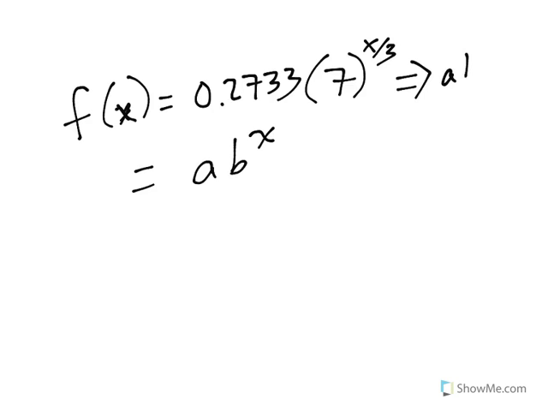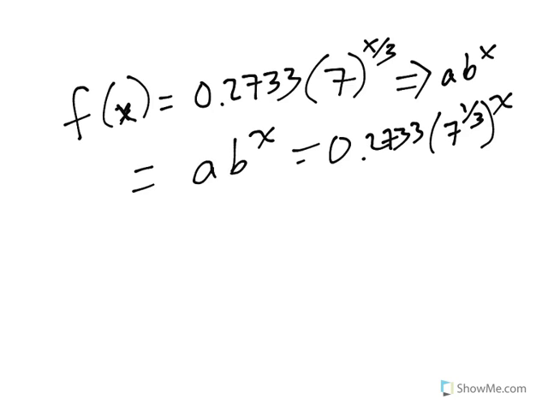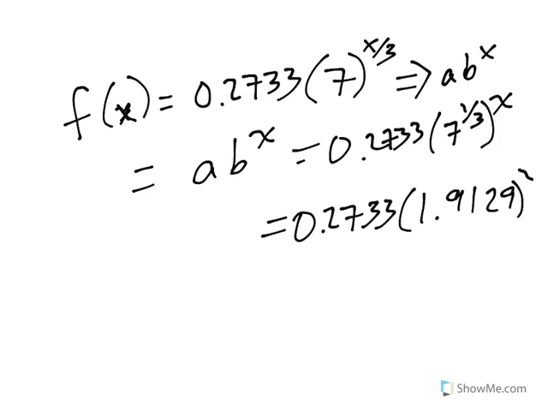So I'm going to make it an a, b to the x, which I already said over here. And so this is going to be 0.2733 times the cube root of 7 to the x. And my calculator says the cube root of 7, 7 to the 1/3, is 1.9129. So this thing that multiplies by 7 every 3 units is really increasing by about 91.29% each 1 unit.